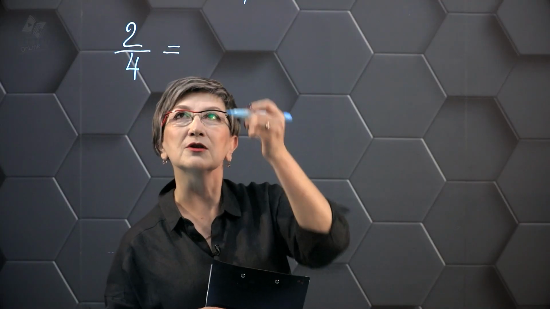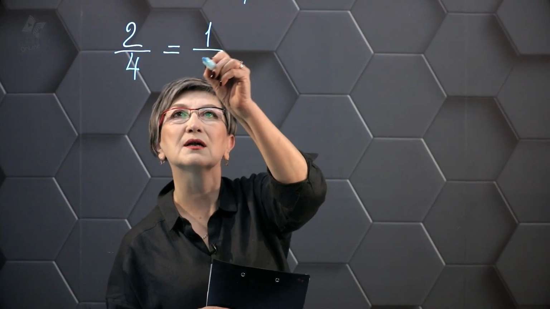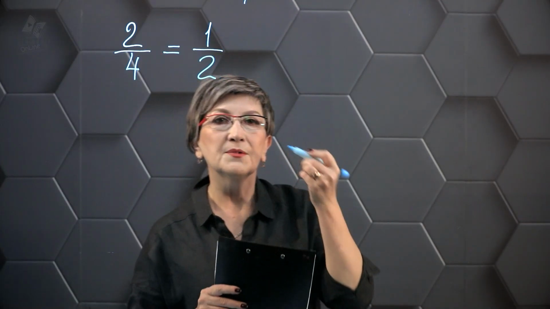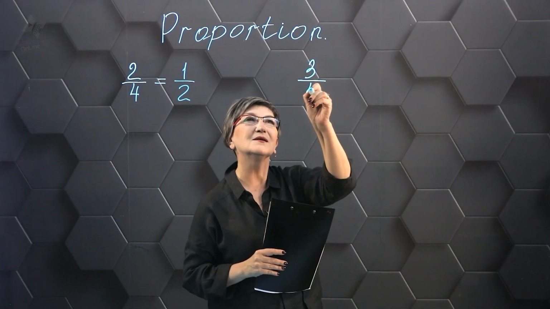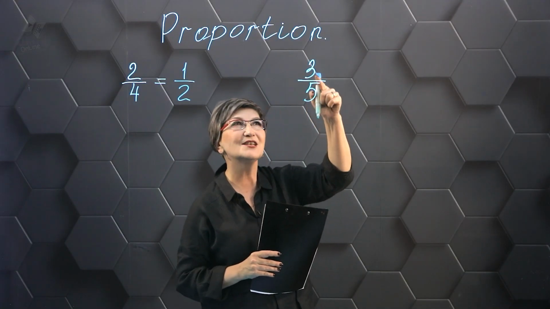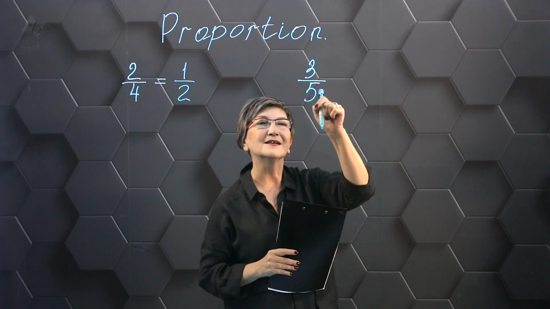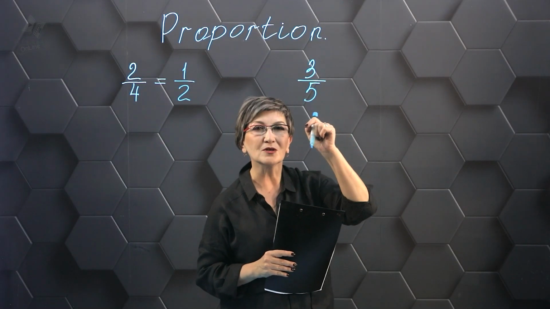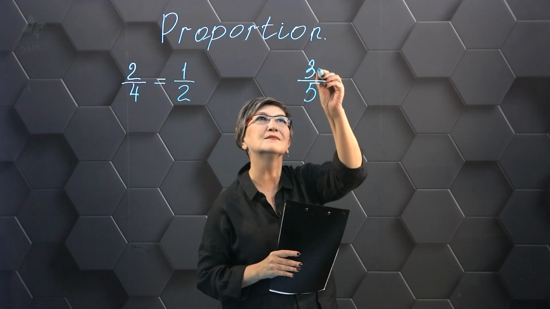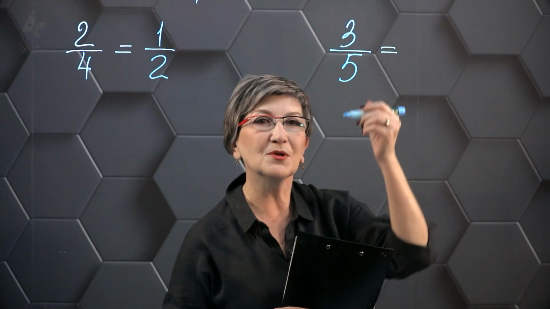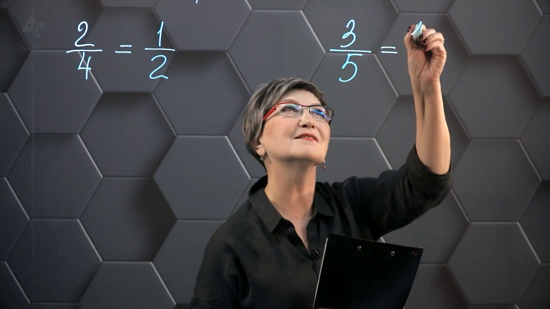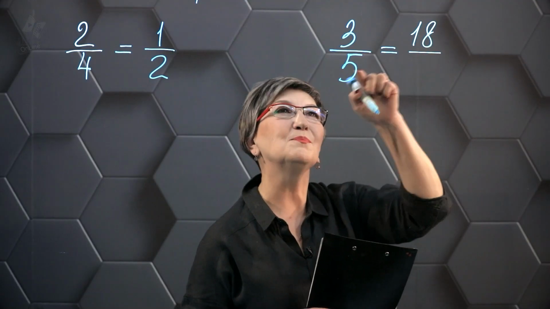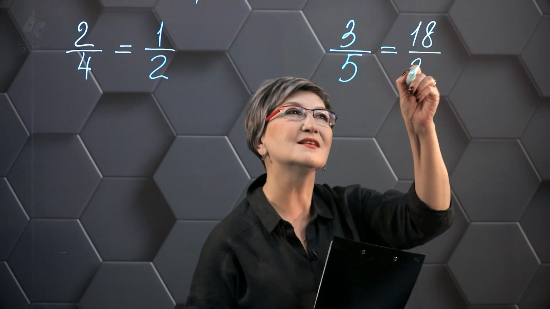1/2. Here is another example. Let's write down the fraction 3/5. If I multiply the numerator and denominator of this fraction by 6, the result is the following fraction. 3 times 6 is 18, and 5 times 6 is 30.